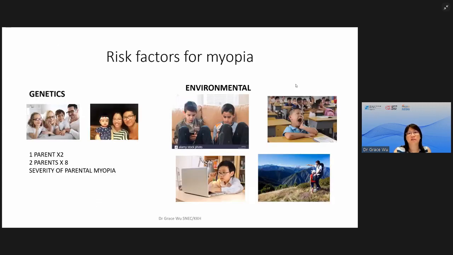And what are the risk factors of myopia? Well, there's genetics, but environment plays a very important role too. In genetics, if you have one parent who has myopia, you double the chance of getting myopia. If you have 2 parents, it's 8 times more. And how severe your myopia is also related to your parents as well. Now, environmental factors cannot be ignored. In fact, they play quite an important part, particularly outdoor activities.